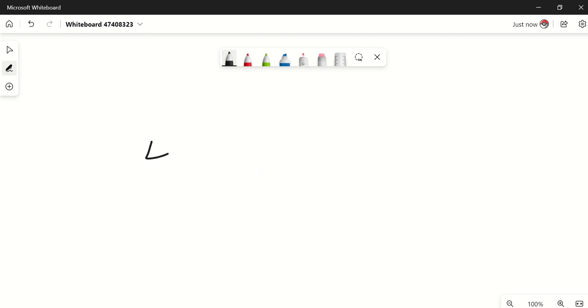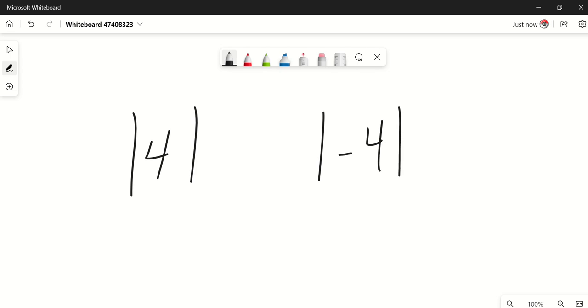No matter what the number, positive or negative, when you see these bars, it's asking for the value of the number inside. So absolute value of 4 would be 4. The absolute value of negative 4, since it's on the inside, will be negative. Oh, sorry, will just be 4. It will be 4, because negative 4 is 4 away from 0.